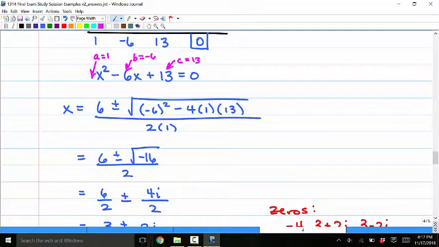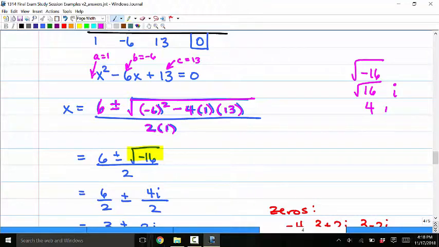So x equals negative b, 6, plus or minus the square root of b squared, negative 6 squared, minus 4 times a, which was 1, times c, which is 13, all over 2 times a, which was 1. When you do that arithmetic, you get 6 plus or minus the square root of negative 16. And over to the side, the square root of negative 16, to get rid of the negative under the radical, you have the square root of 16 times i, which is 4i.